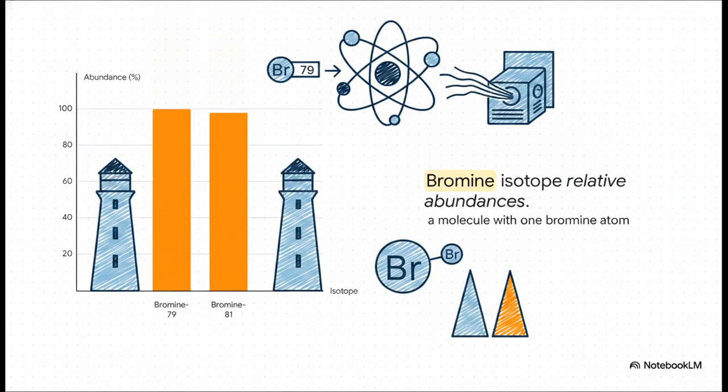And bromine is even more striking. Its 2 isotopes, bromine-79 and bromine-81, occur in almost a perfect 1-to-1 ratio in nature. This means if a molecule has exactly 1 bromine atom on it, the mass spectrum is going to show 2 massive peaks separated by 2 mass units, standing side by side like identical twin towers. You literally can't miss it.